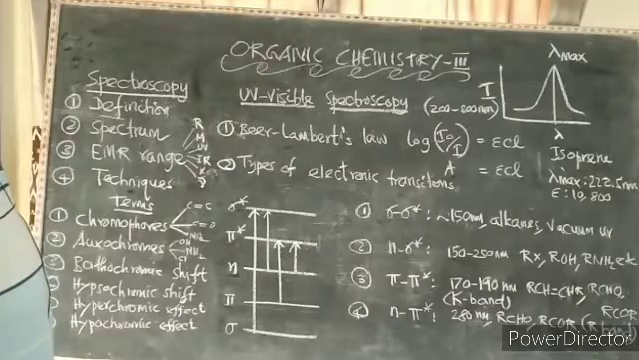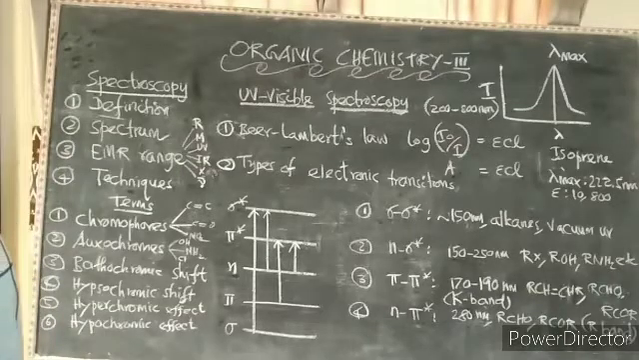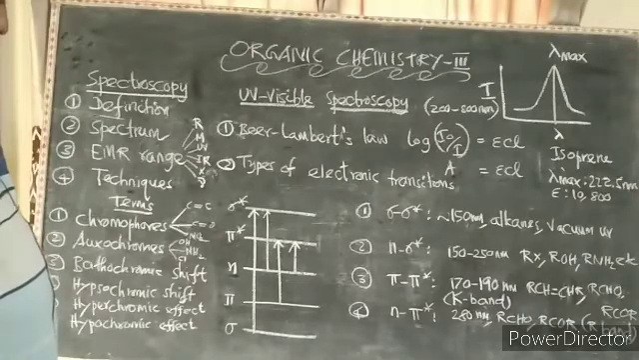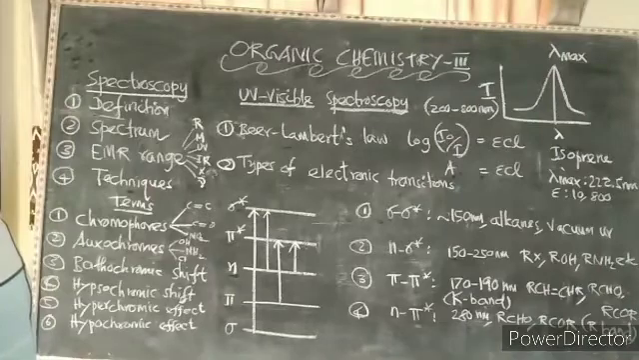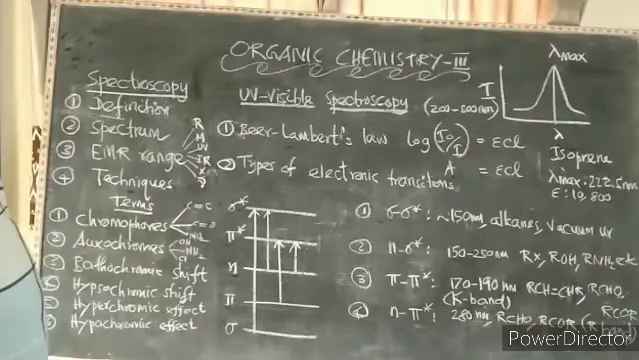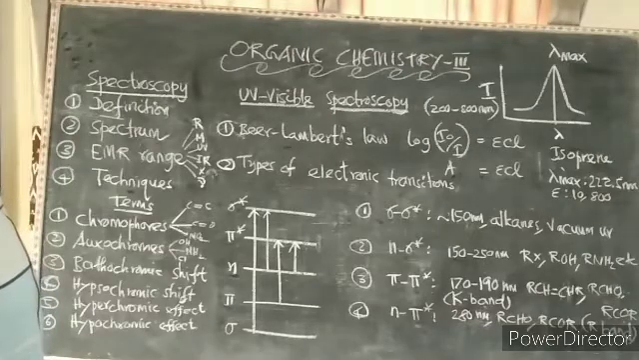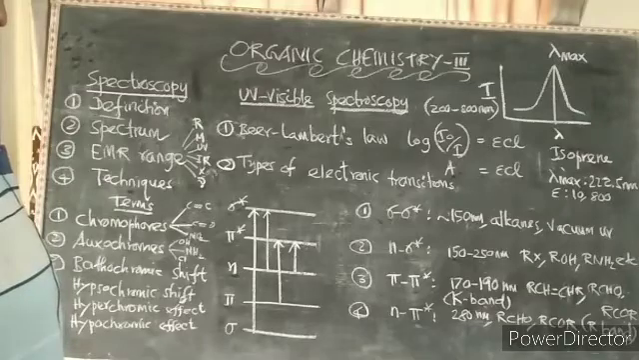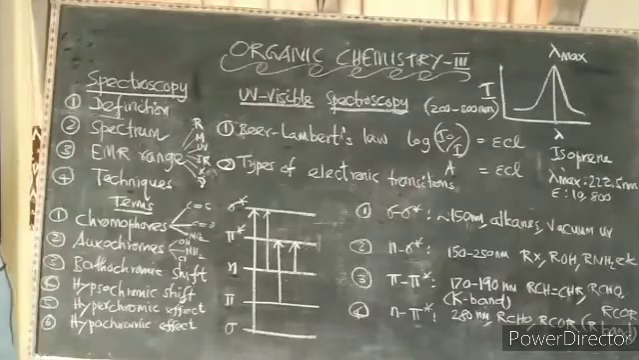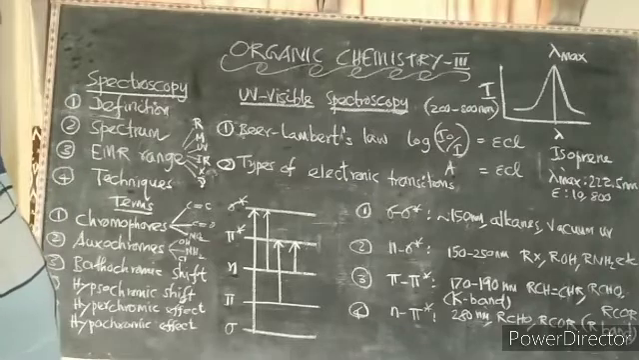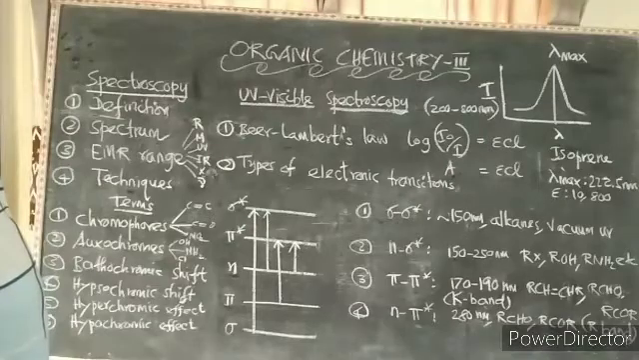And then next, the pi to pi star transition. In the case of pi to pi star, the absorption range is from 170 to 190 nanometer, and the compounds that show the pi to pi star transition are alkenes, aldehydes, and ketones. The pi to pi star transition is called the K band. K in German means conjugate, because the pi to pi star transition is mainly seen for conjugated compounds and aromatic compounds, and that is why it is said to be a conjugate band.